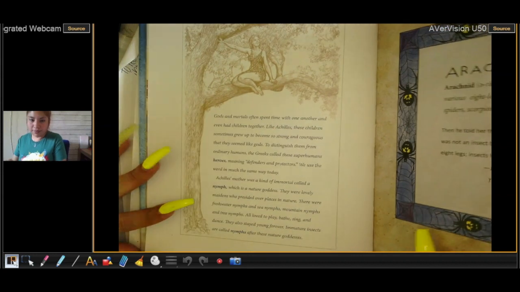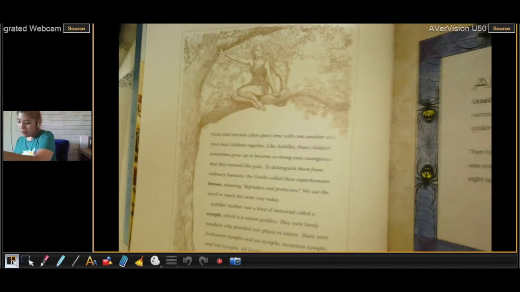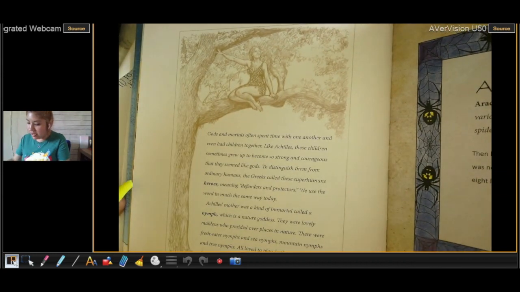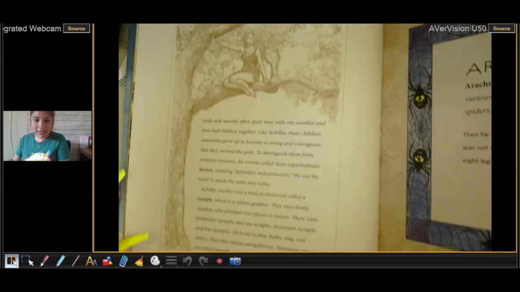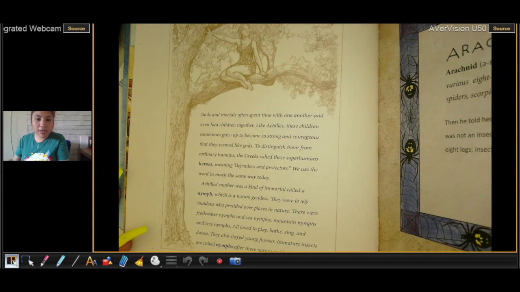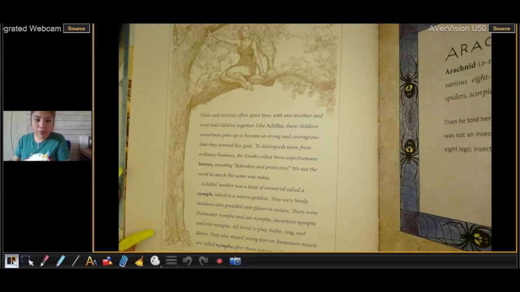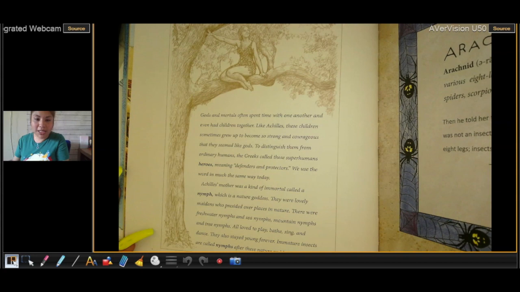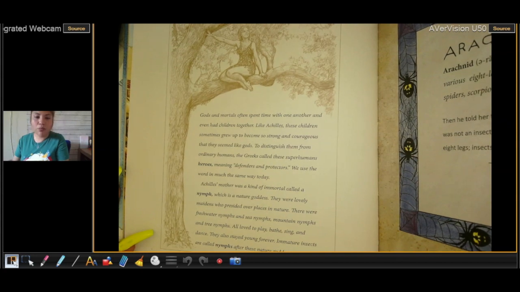Gods and mortals, let me zoom in. Gods and mortals often spent time with one another and even had children together. Like Achilles, these children sometimes grew up to become so strong and courageous that they seemed like gods. To distinguish them from ordinary humans, the Greeks called these superhumans heroes, meaning defenders and protectors. We use the word in much the same way today.